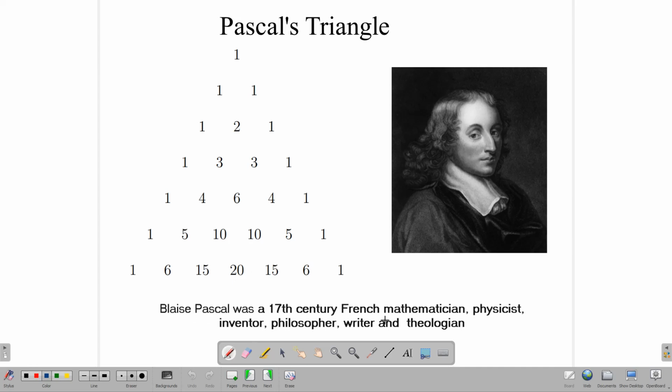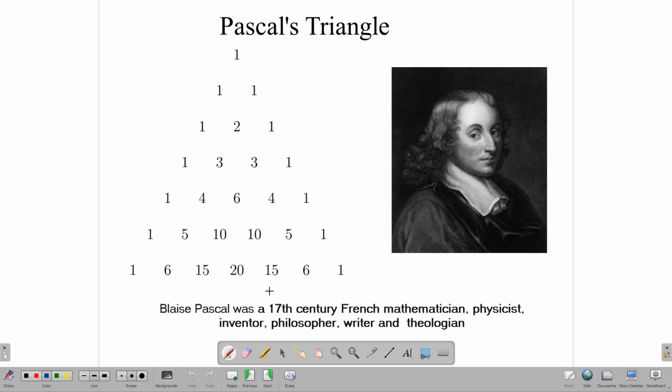He was many things. He was a physicist. He was an inventor. You might have heard, if you go research, you look up the Pascaline. It was developed by Pascal, and his ideas led to the development of modern computers that we use today. He was also a writer and theologian, so he was many, many things. And one of the things that he's known for in mathematics is this wonderful triangle of numbers, which doesn't stop here.